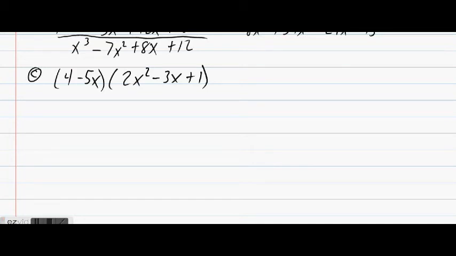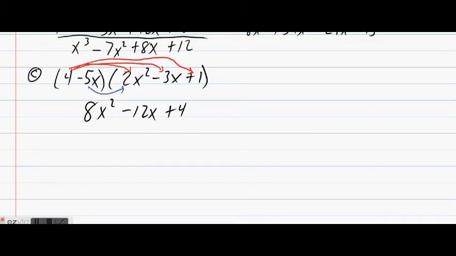Well, first thing I'm noticing is the negative 5x. It's not written in standard form. Doesn't matter. But I just know that when I multiply, I'm going to end up with a little adjusting. So I have 8x squared. 4 times negative 3 gives me negative 12x. And then 4 times 1 gives me plus 4.